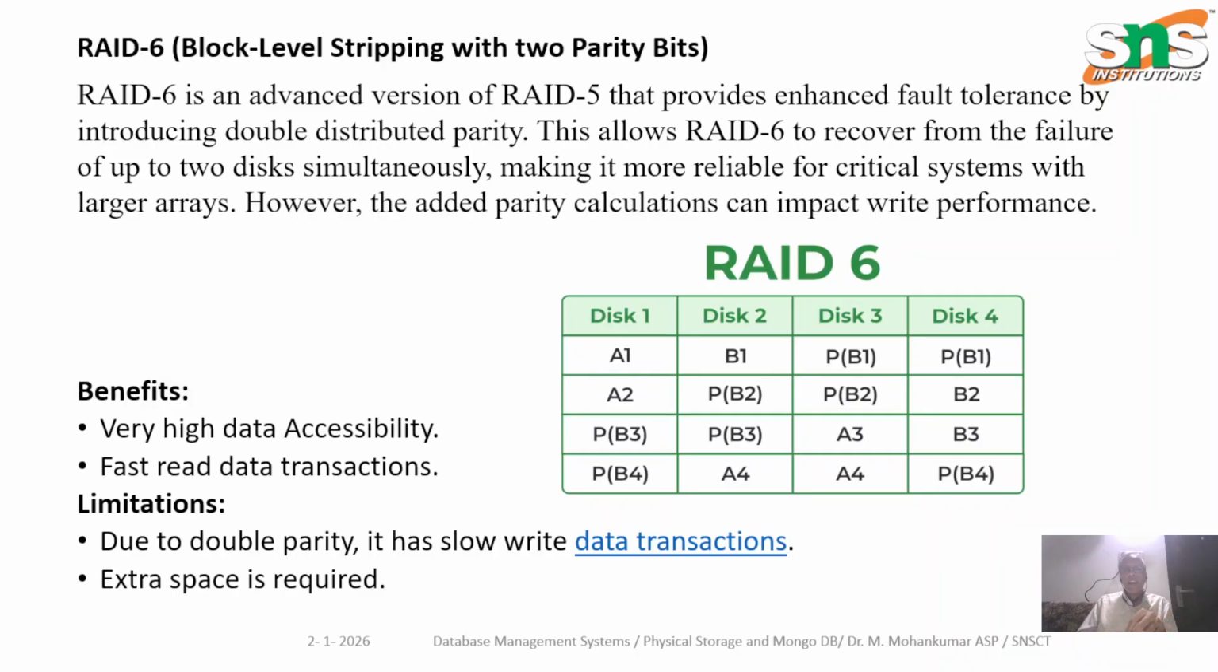Very high data accessibility is possible, which is the best benefit. Fast read data transactions: we can read the data quickly and get the information. Due to double parity, it has slow write data transactions. Then extra space is required. Majorly it takes a huge amount of space.